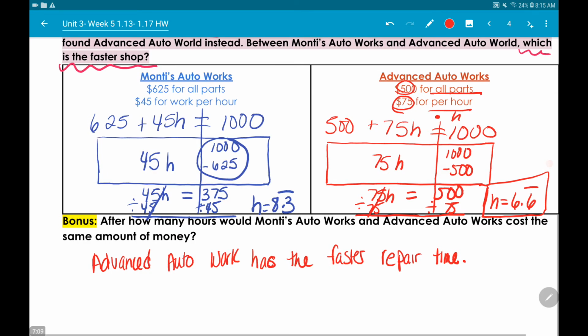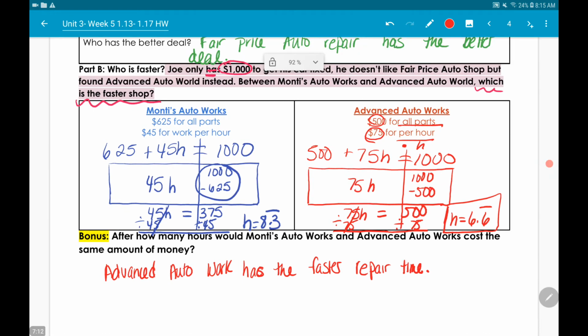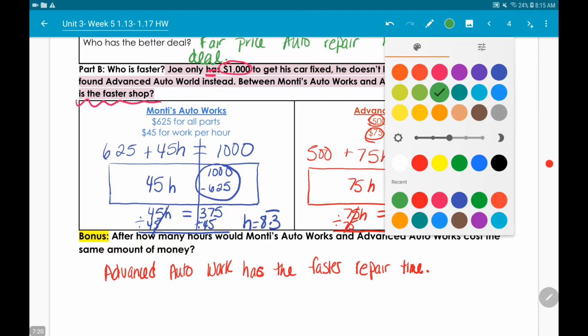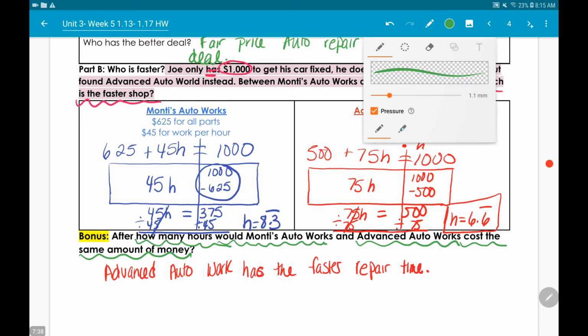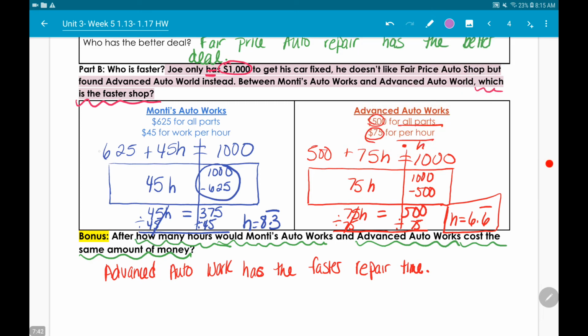All right, and really quick, let's just take a look at our bonus. And I'm just going to set it up for you guys, and then you guys are going to solve it on your own and bring it to class. So the bonus, after how many hours would Monty's Auto Works and Advanced Auto Works cost the same amount of money? So they're asking Monty's Auto Works, which is this expression here, and Advanced Auto Works, which is this expression here, when would those two have the same value?